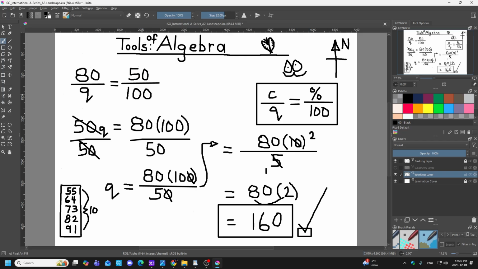The numerator is smaller than the denominator, which means 50% is basically half of 80. So we're doubling the denominator, right? So there we go. Let us continue.